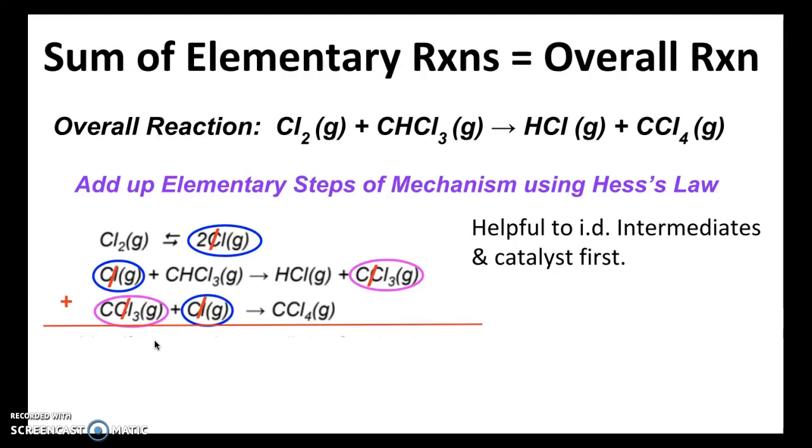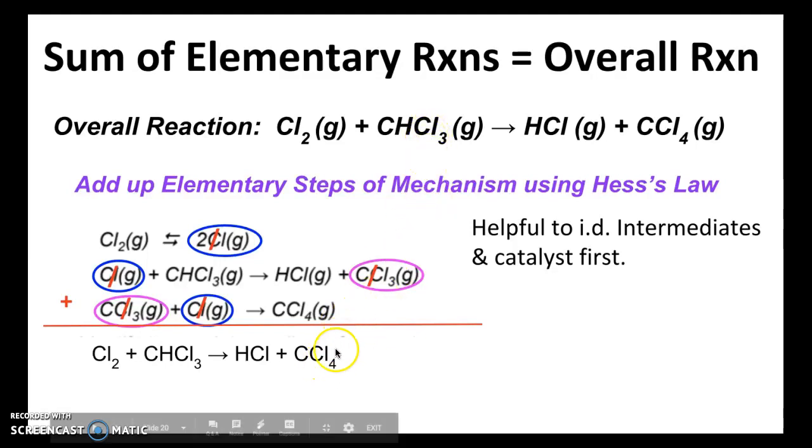All right, so now we can go ahead and add them together. On the reactant side, we have Cl2 and CHCl3, nothing else on the reactant side in step 3. And on the product side, we have HCl and CCl4. And so that's our overall reaction, and that matches what we saw above. So when we sum these together, we get the overall reaction.